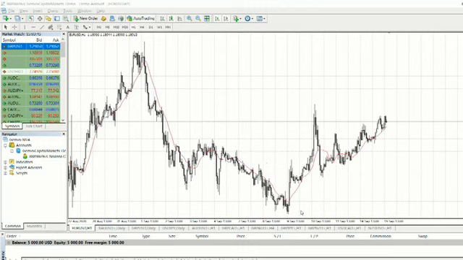So let's say, for example, you can see here that the market has been going down, but after getting to this low price, the market actually struggled to go lower.